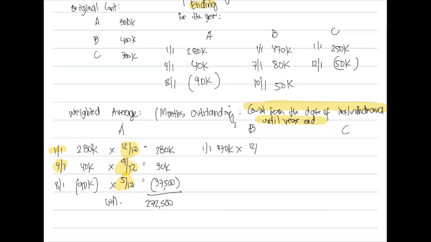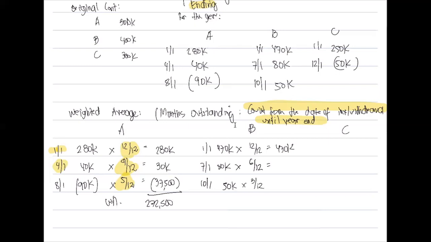470,000. How many months? Of course, that is 12. Kasi nga, January to December is 12 months. July 1, 80,000. So, July, August, September, October, November, December, how many months? 6 months. And then, we have your 10-1, 50,000. So, times 3 over 12.